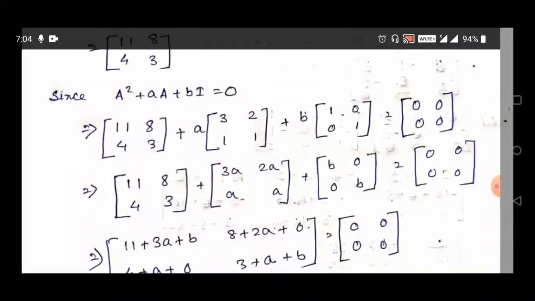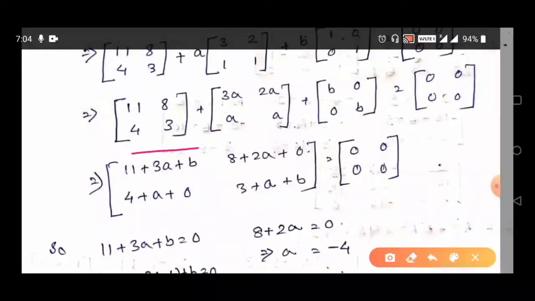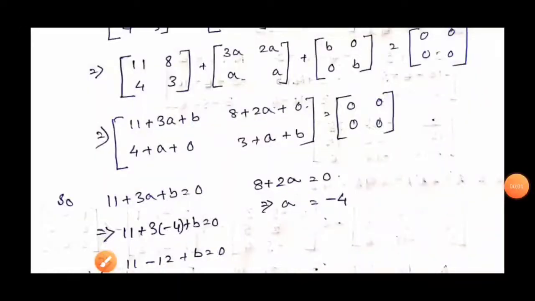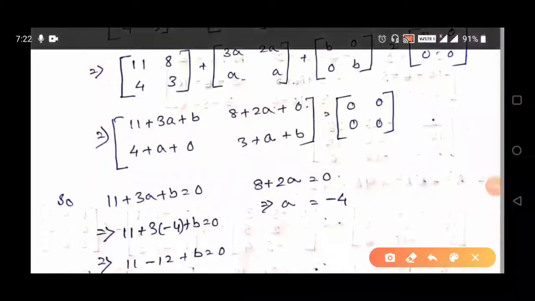Now we have to add these 3 matrices on the left hand side. So it will be 11 plus 3a plus b, now 8 plus 2a plus 0, then 4 plus a plus 0, then 3 plus a plus b is equal to the 0 matrix. Now if 2 matrices are equal, then they are of same order and the corresponding elements are also equal.